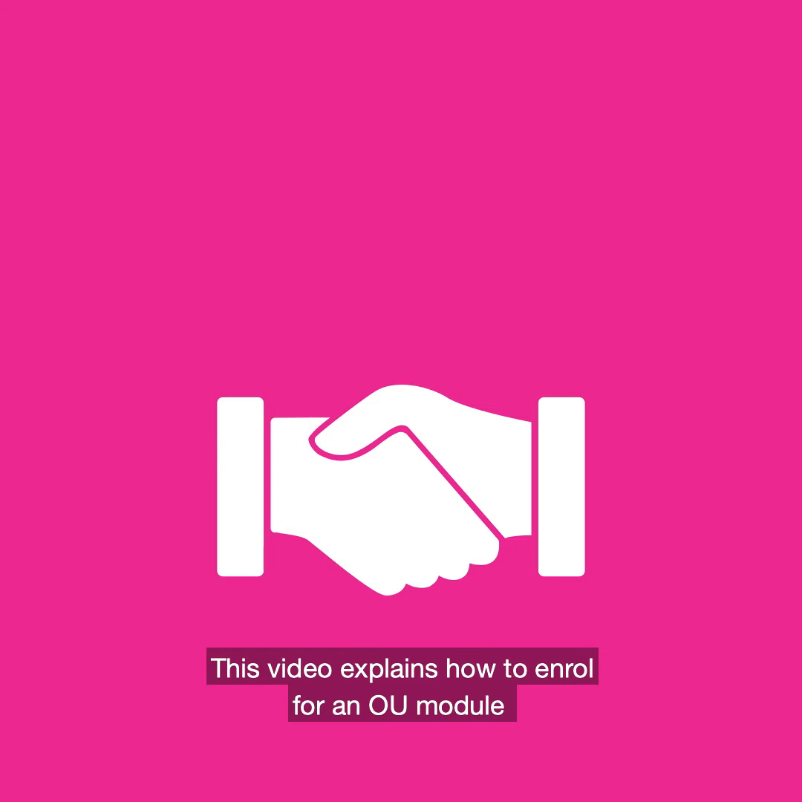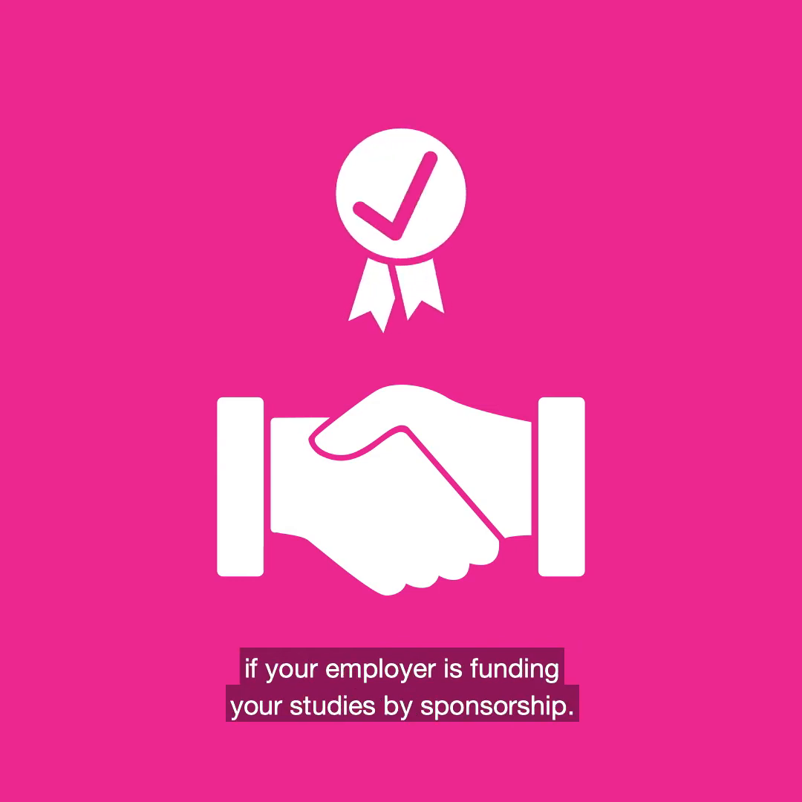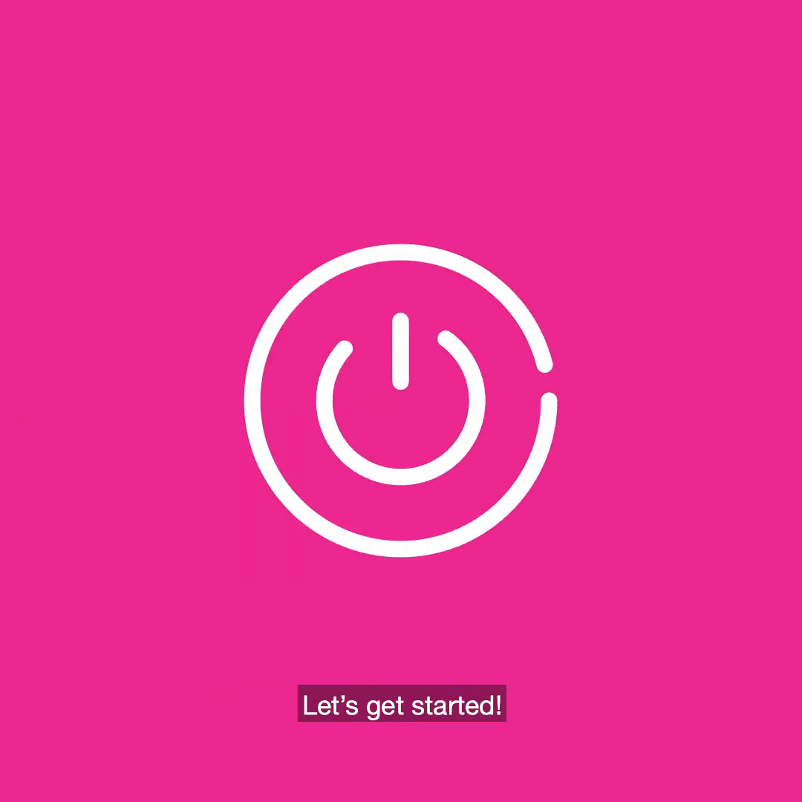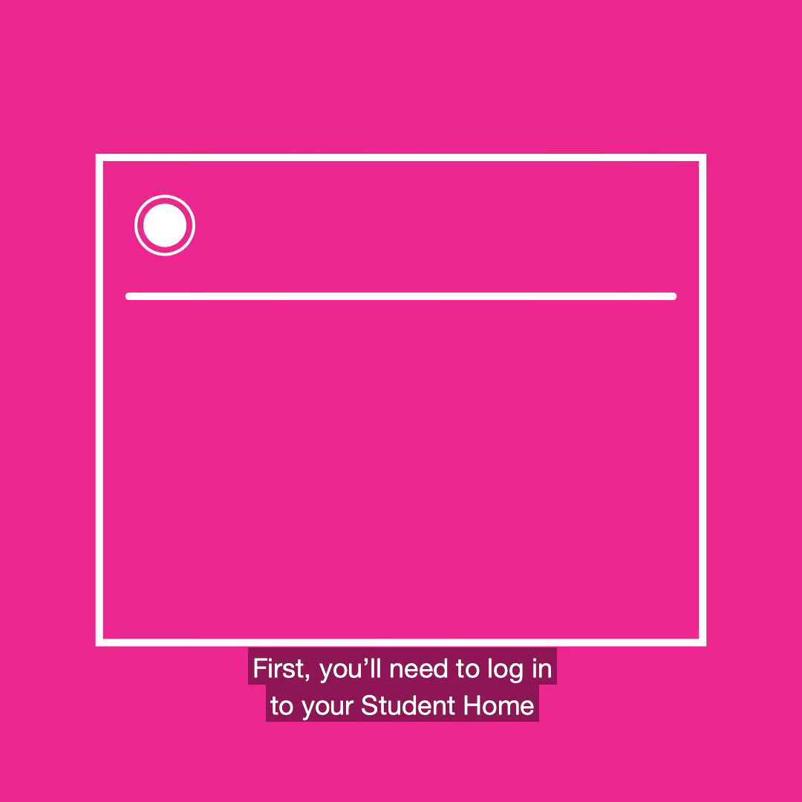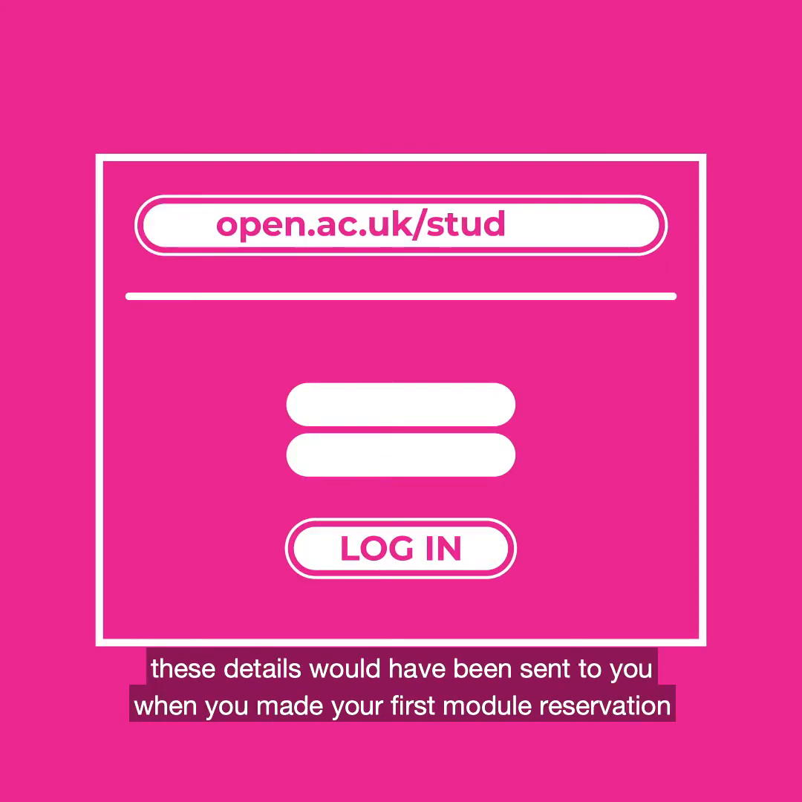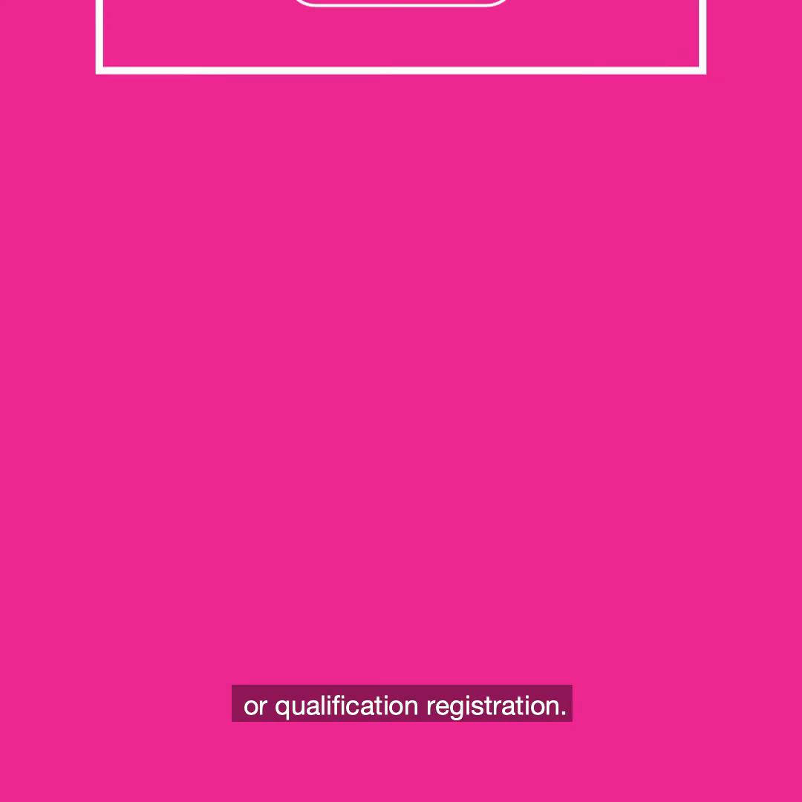This video explains how to enrol for an OU module if your employer is funding your studies by sponsorship. Let's get started. Step 1. First, you'll need to log in to your student home. These details would have been sent to you when you made your first module reservation or qualification registration.